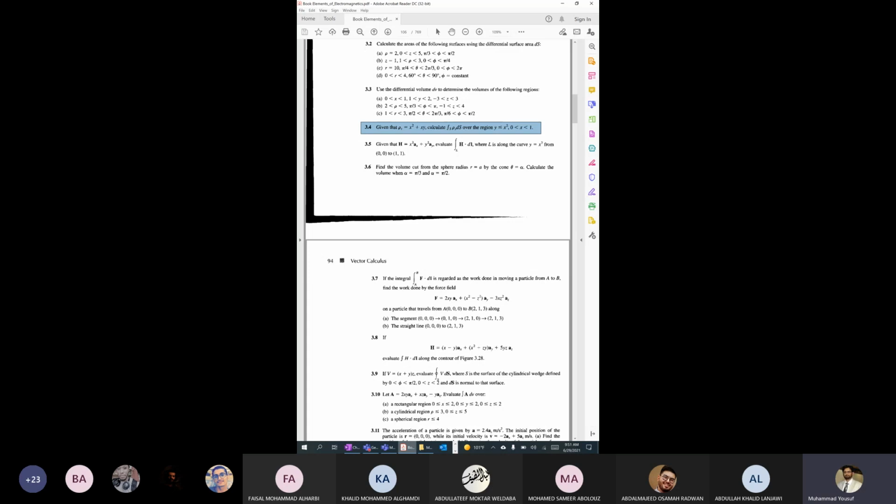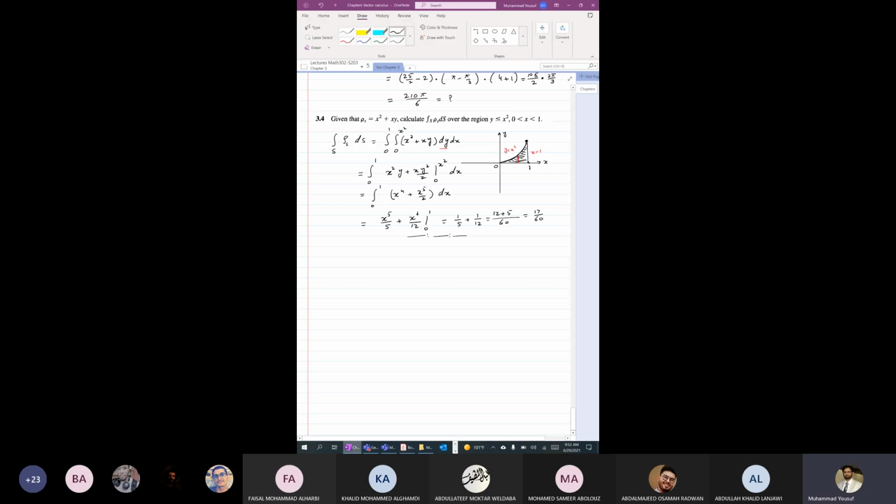Now, here you are seeing the book on your screen. 3.5 is h equal to this. And we need to find the integral of h dot dl, where L is along the curve y equal to x square and x is from 0 to 1. So let me do this for you.